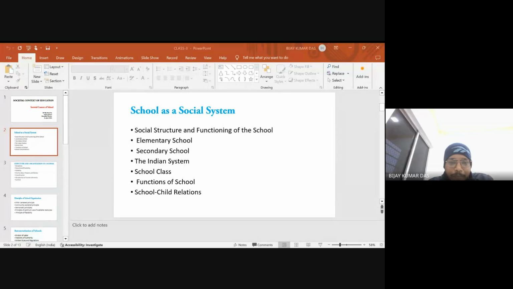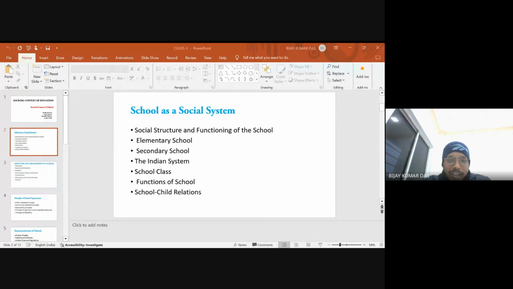Okay, fine. So we will see the school system in certain phases, or you may say stages, levels. One thing I want to say to you: regarding the social structure and functioning of the school, that very eminent sociologist Talcott Parsons says the elementary school is the primary social environment in the latency phase of the child's development, and the secondary school serves in this capacity during the adolescence phase.